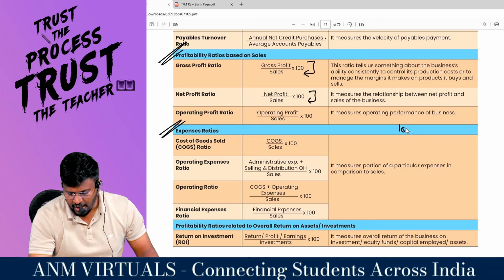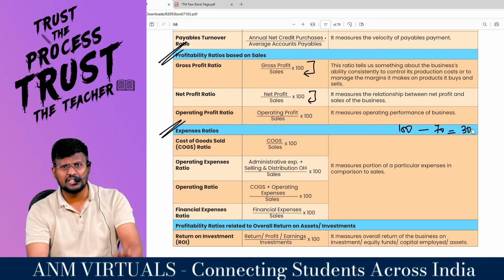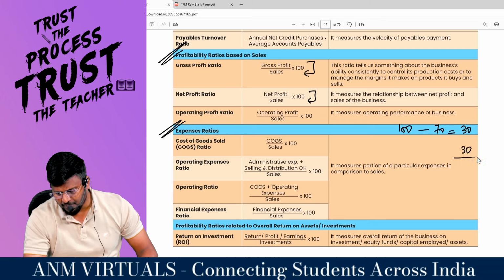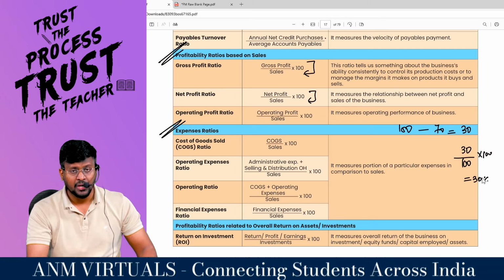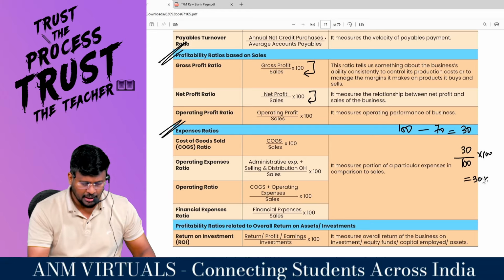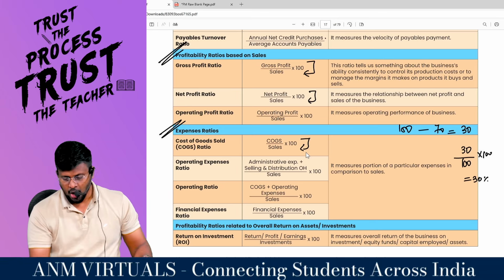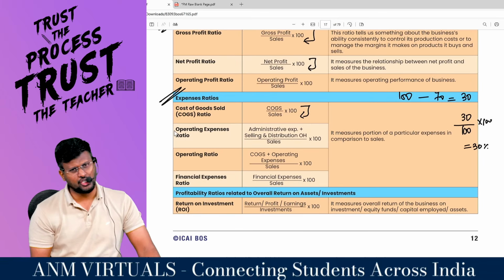If 100 rupees is the sale and 70 rupees is the cost of goods sold, 30 rupees is the GP. How will you represent it? 30 divided by 100 into 100, that means 30% is the gross profit ratio. If 30% is the gross profit ratio, 70% is the cost of goods sold, right? So cost of goods sold ratio is equal to cost of goods sold divided by sales into 100. Simple, sir. Operating expenses ratio.